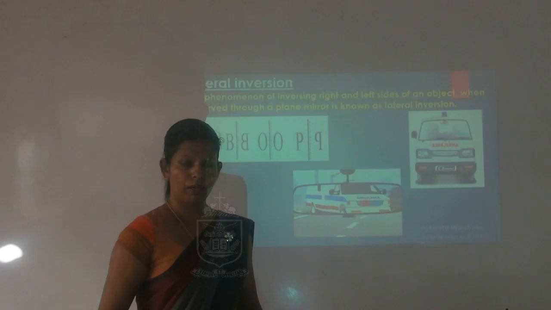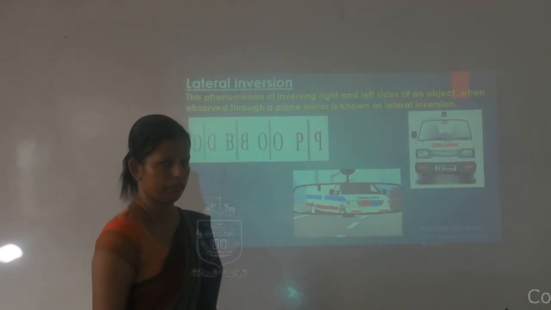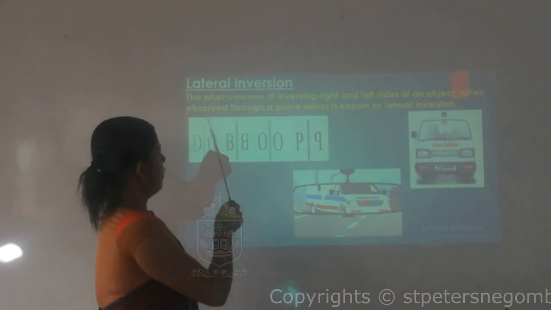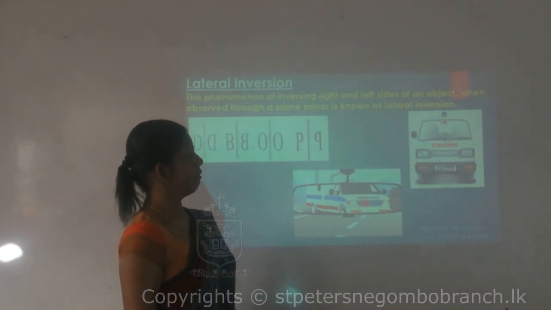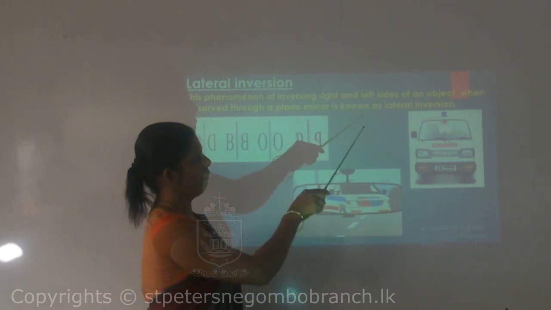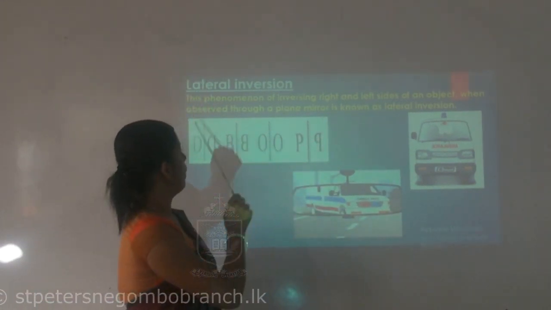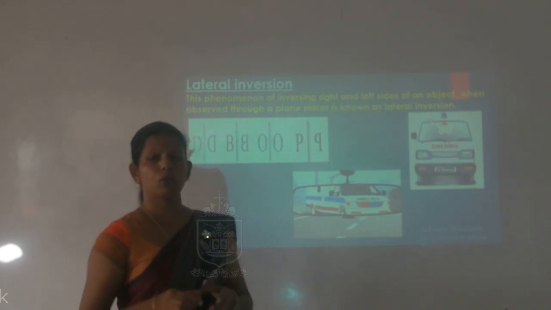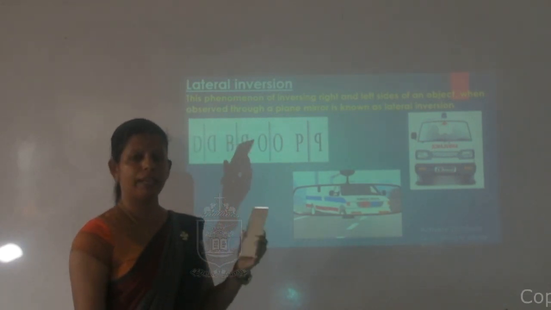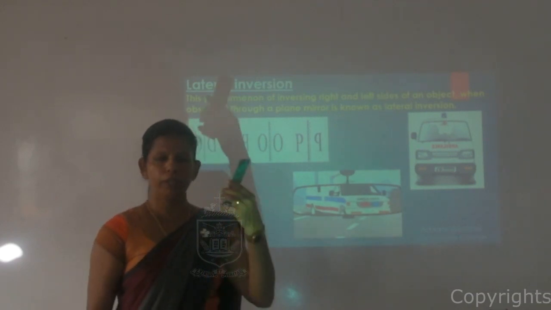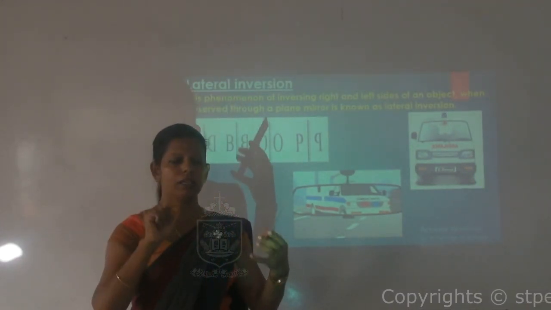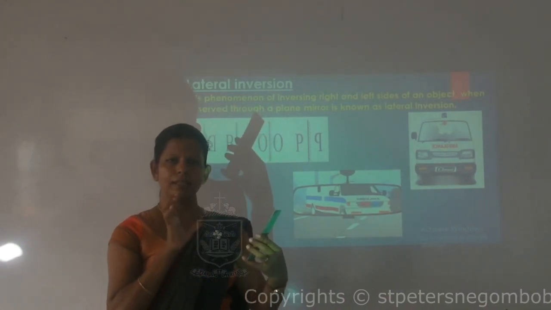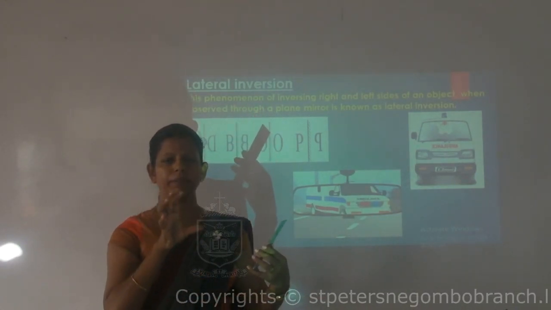Now we are going to talk about lateral inversion. What is the meaning of lateral inversion? The phenomenon of inversing the right and left side of an object when observed through a plane mirror, that we can name as lateral inversion. When you write a letter and observe it using a plane mirror, you can see the lateral inversion of that particular letter.